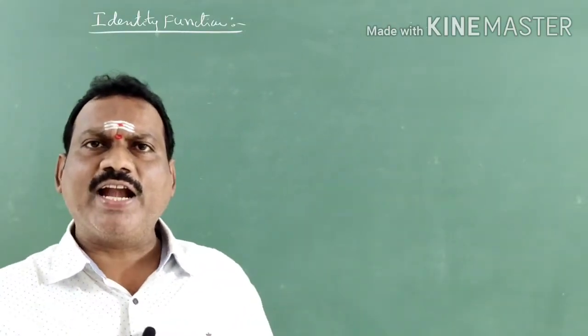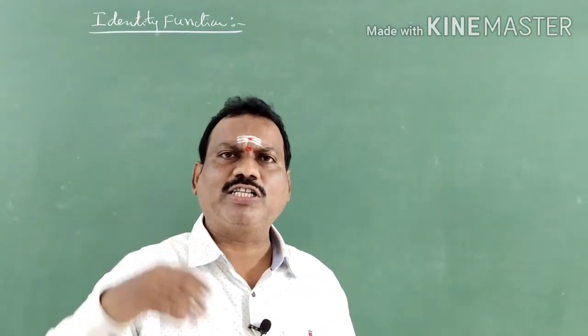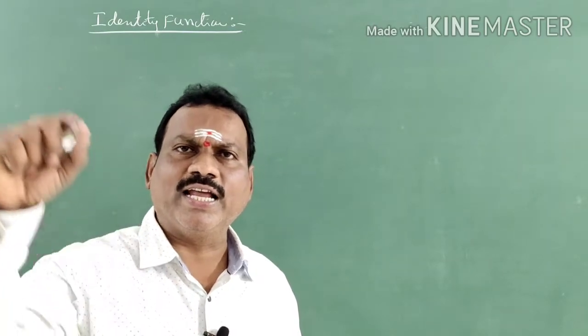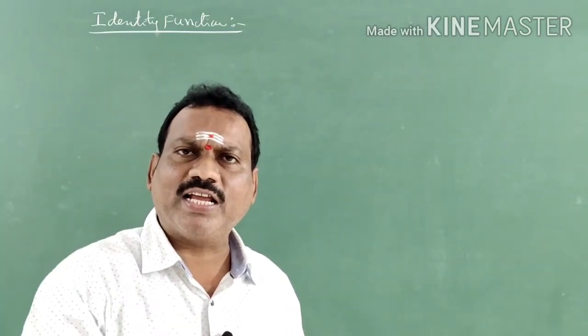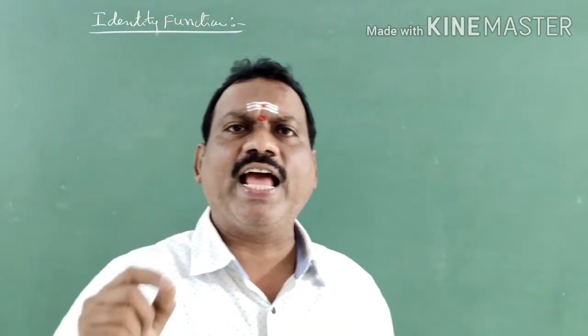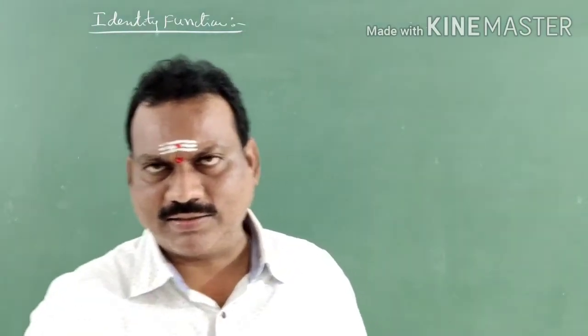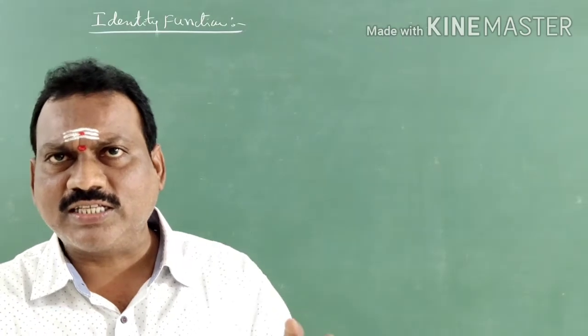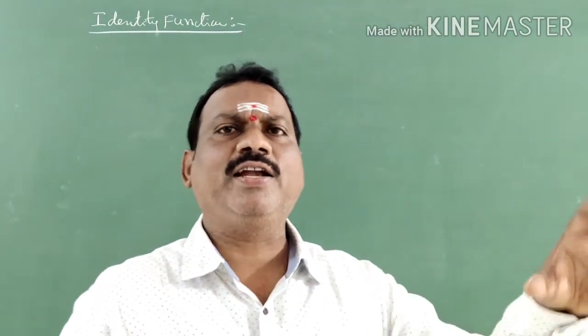What is the graph of an identity function? The graph of the identity function is a straight line passing through the origin, making a 45-degree angle with the positive x-axis. Clear, students? So this is the description of identity function.